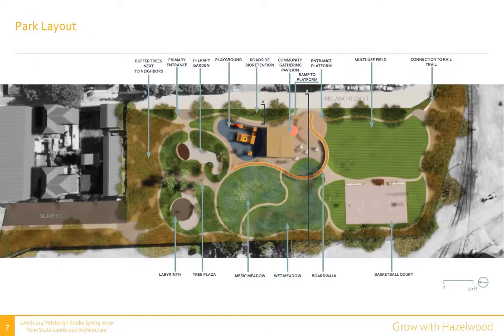Here we see the entire layout of the site. From left to right, we have buffer plants that separate neighboring properties from the therapy garden. The playground and community gathering area are in the top center, with a raised boardwalk separating it from the restorative meadow. To the right of the entrance platform at the end of the boardwalk is the multifunctional grass field. Then, below the field is a basketball court. The raised boardwalk in the middle connects the raised platform entrance to the healing space in the therapy garden. Bioretention lines the street at the top of the site.